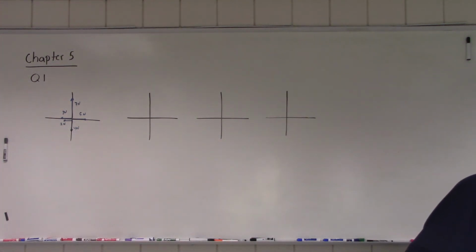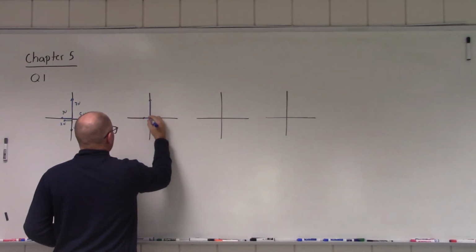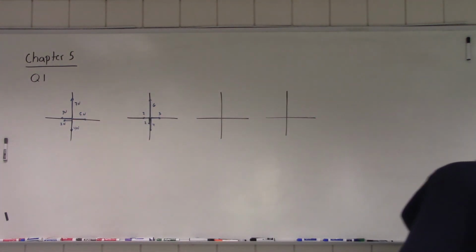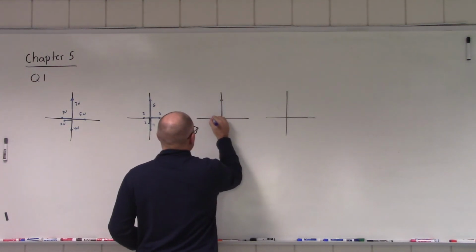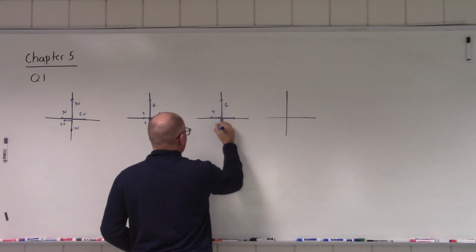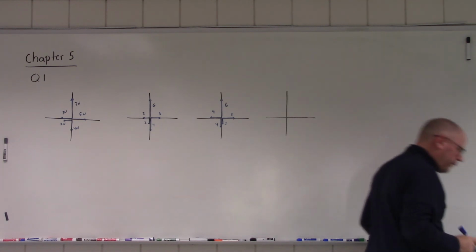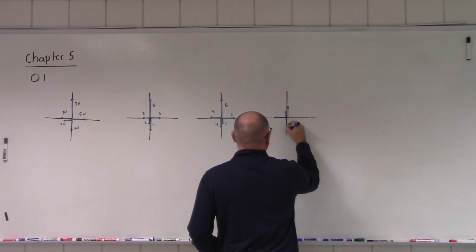This one's got 6, 2, 2, 4, 3. This has got 6, 4, 4, 3, 5. Okay. This has got 3, 2, 5, 5, 4, 3.